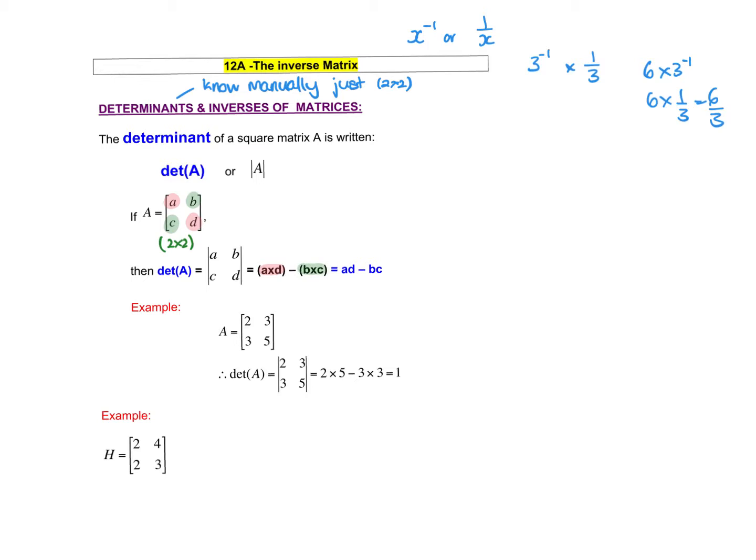In the example here, we did 2 times 5, and then we subtracted 3 times 3. That's 10 minus 9, which equals 1. So the determinant of that matrix is 1. If we're going to find the determinant of H, we might write DET H, the determinant of H, which is 2 times 3 minus 4 times 2. That's 6 minus 8, so it equals -2. Your determinant can be a negative number or a positive number, it doesn't matter.